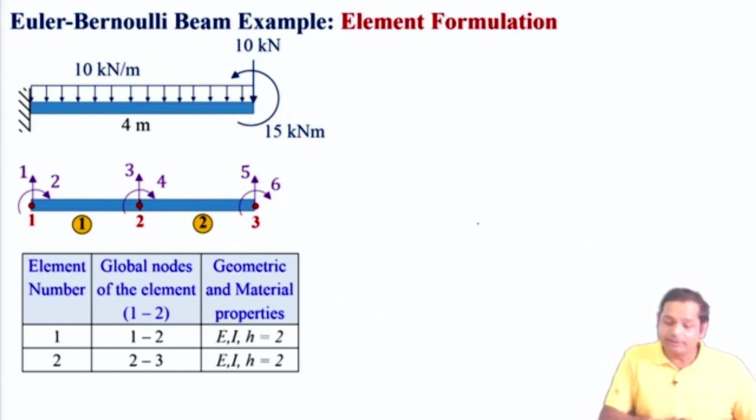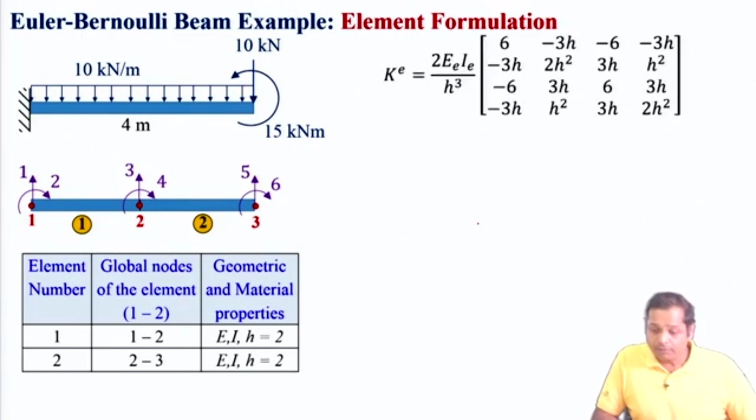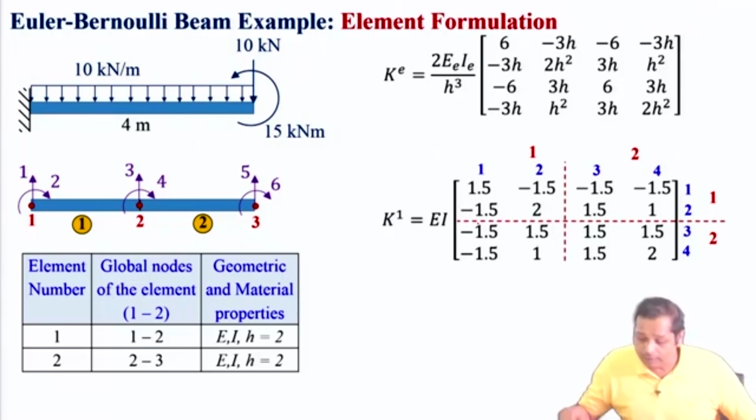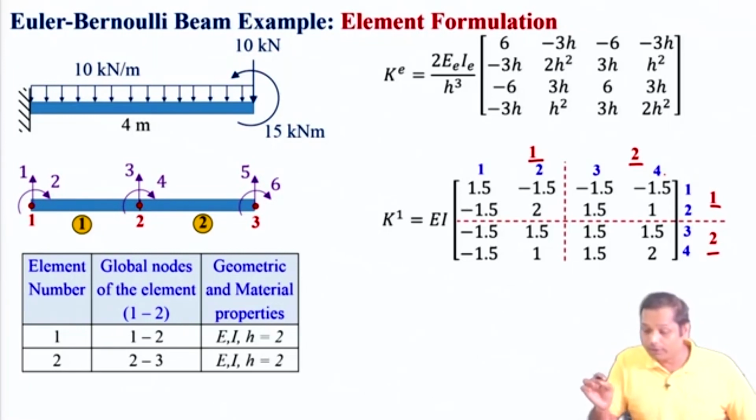Now, once we have the discretization, the next part is element formulation. Element formulation means writing the element stiffness matrix, writing the load vector, and then writing the relation between the element stiffness matrix, element degrees of freedom, and the load vector. So we know this is the element stiffness matrix for the beam element, and if we write it for element number 1, it will be this. See, these 1 and 2 are the global node numbers, indicating that element number 1 is connected between node number 1 and 2, and then 1, 2, 3, 4 in blue color are the global degrees of freedom.